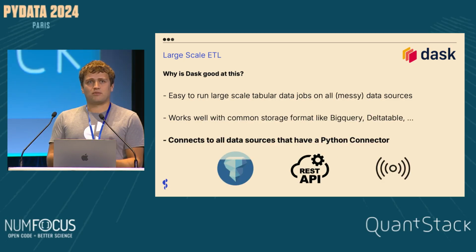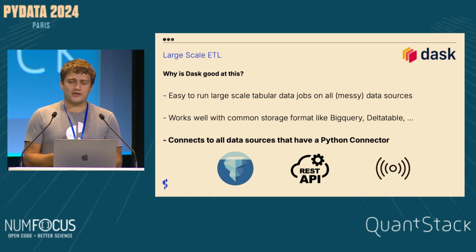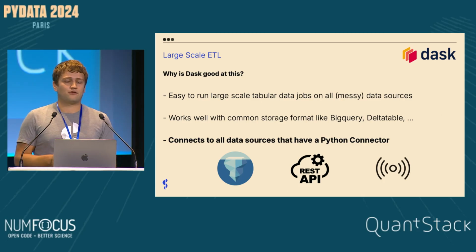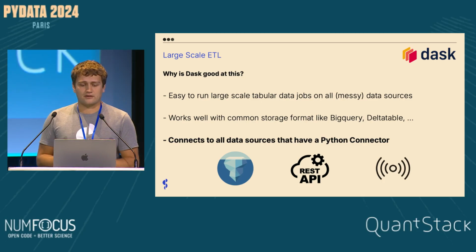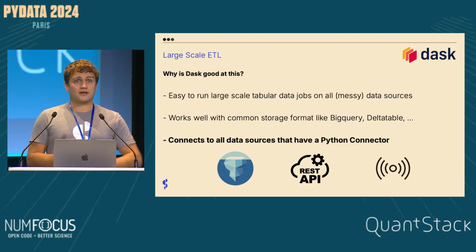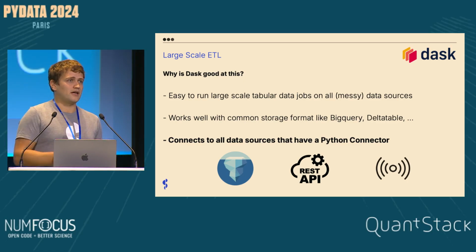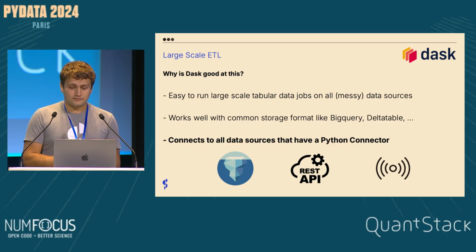And then there is the second part, the messy data sources. BigQuery, Snowflake, and Delta Lake all have nice APIs. They follow a SQL-like pattern, so you can connect to those easily. But then you have stuff like maybe a REST API somewhere, HTTP requests or whatever.